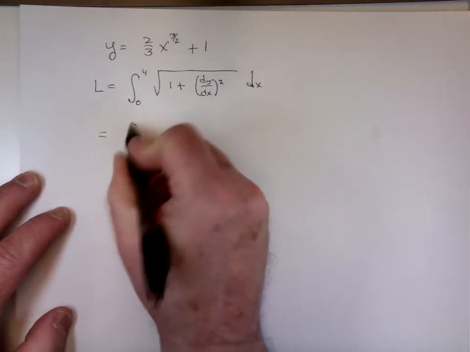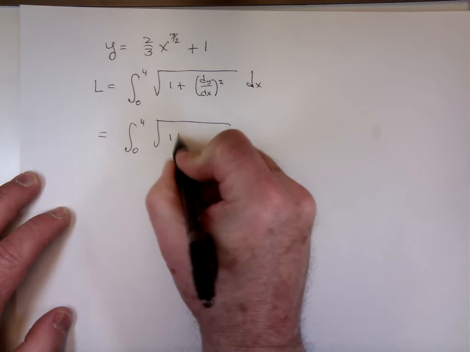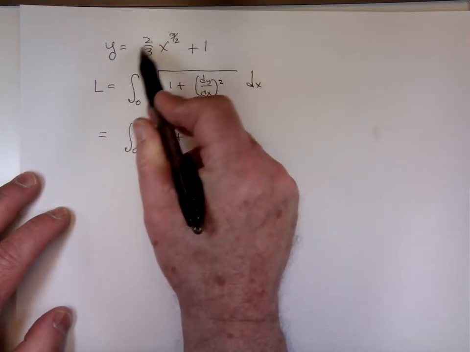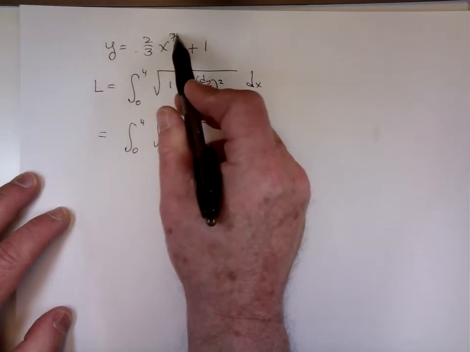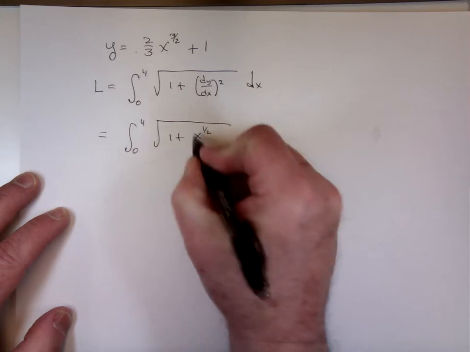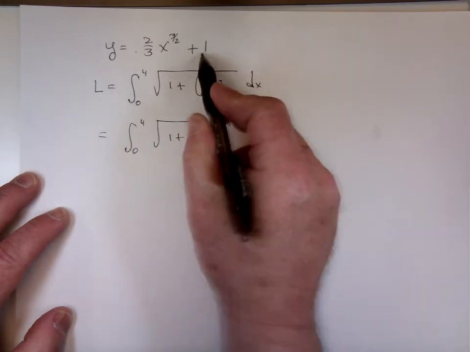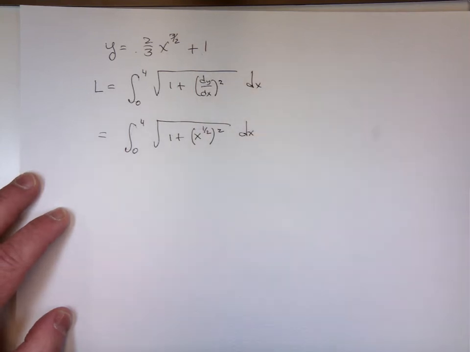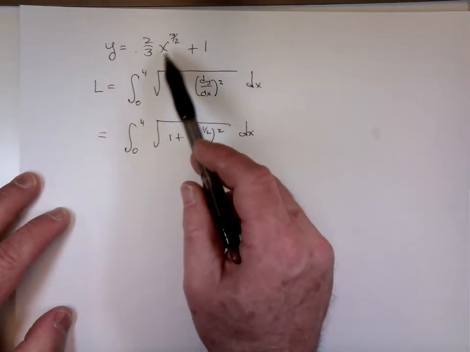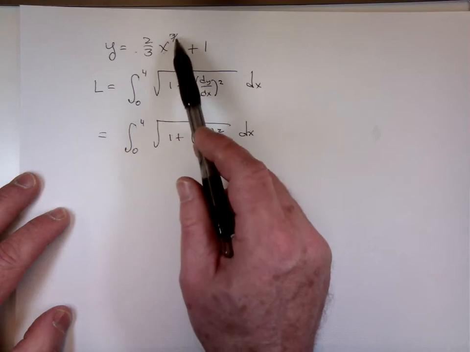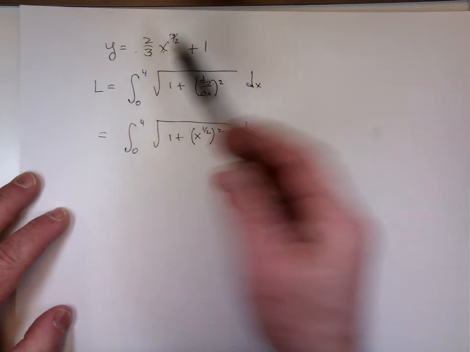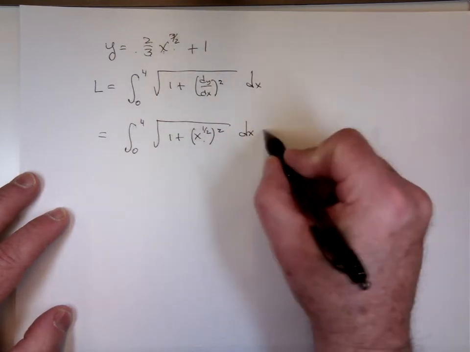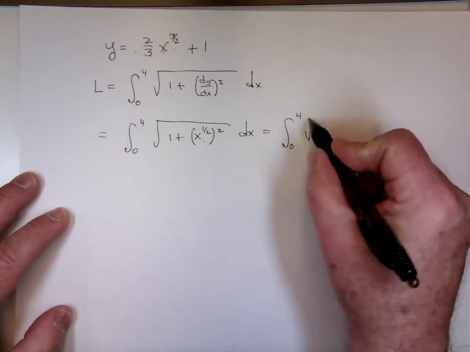0 to 4, 1 plus the derivative. When you take the derivative of this expression, the 3/2 comes out front and cancels the 2/3, and you get x to the 1/2. I'm going to square that. The derivative of 1 is 0. So I get the integral from 0 to 4, square root of 1 plus x dx.